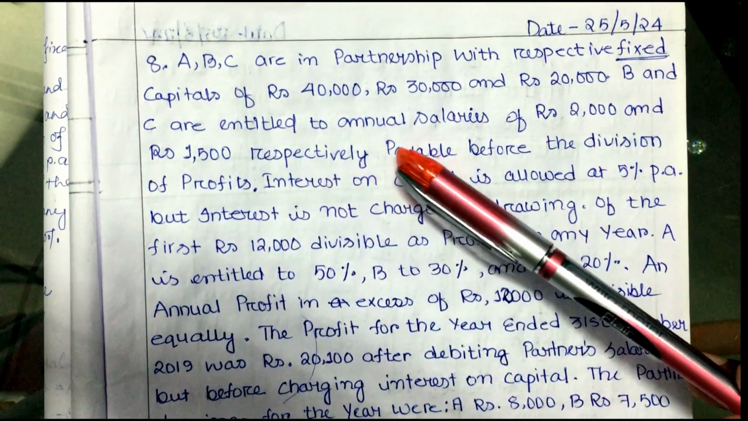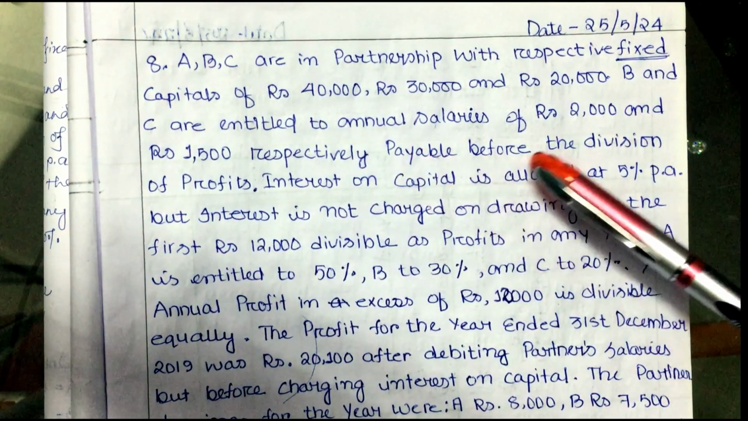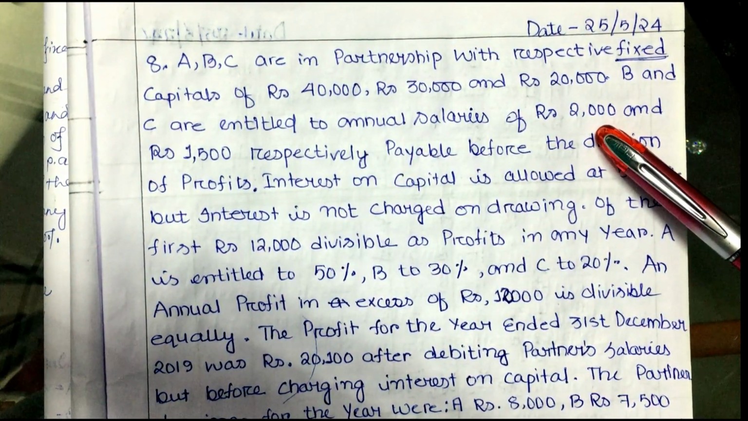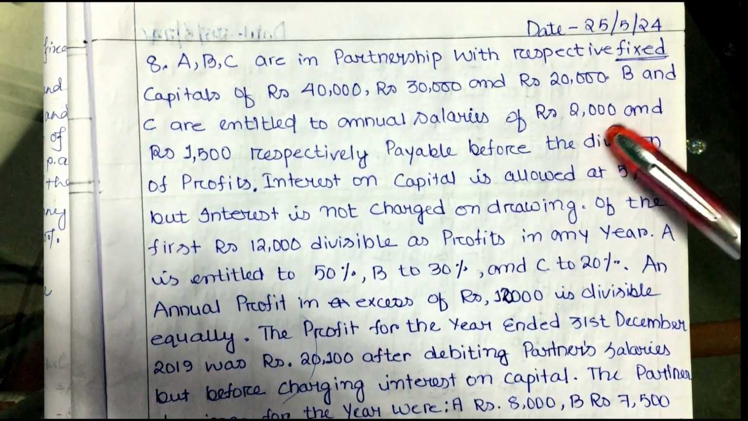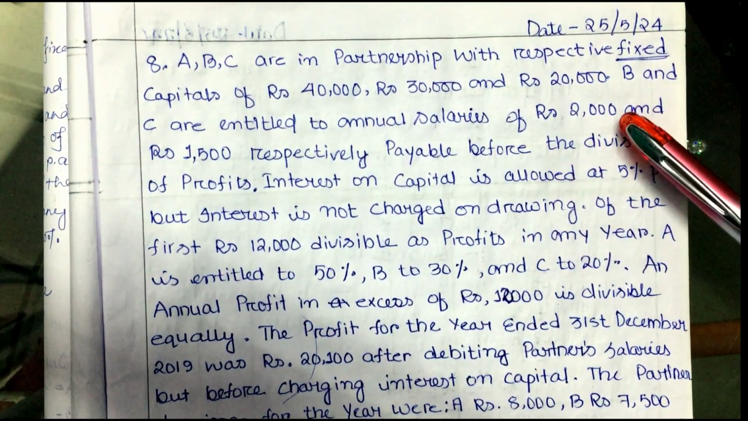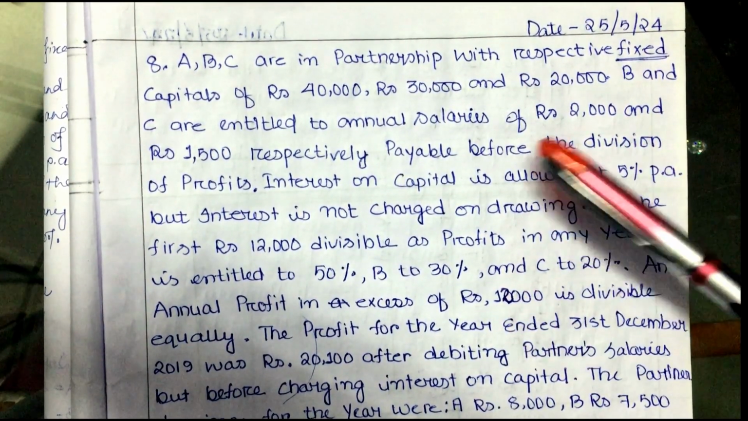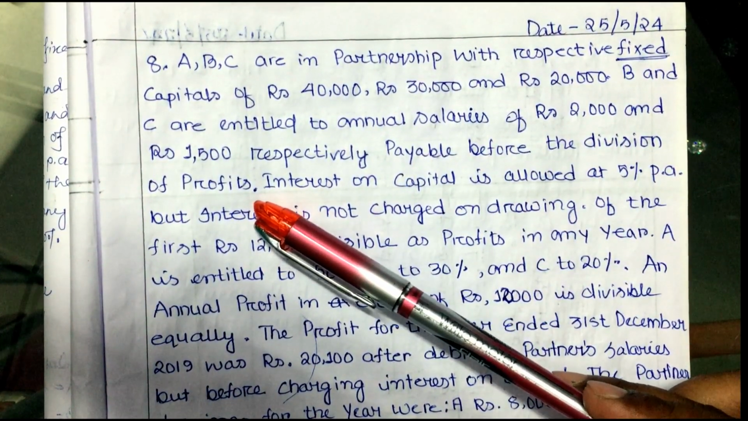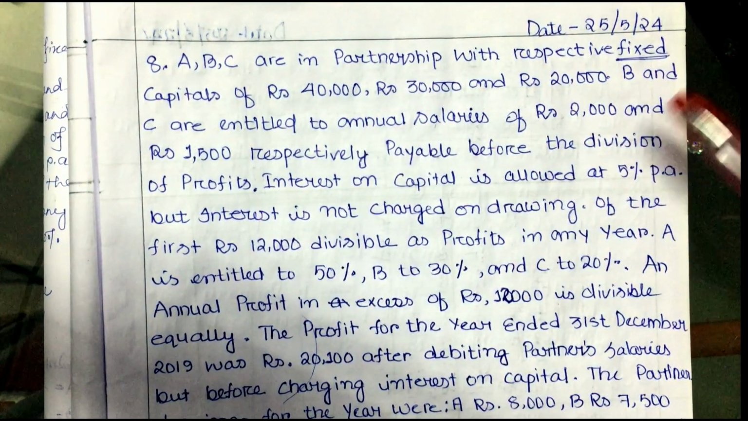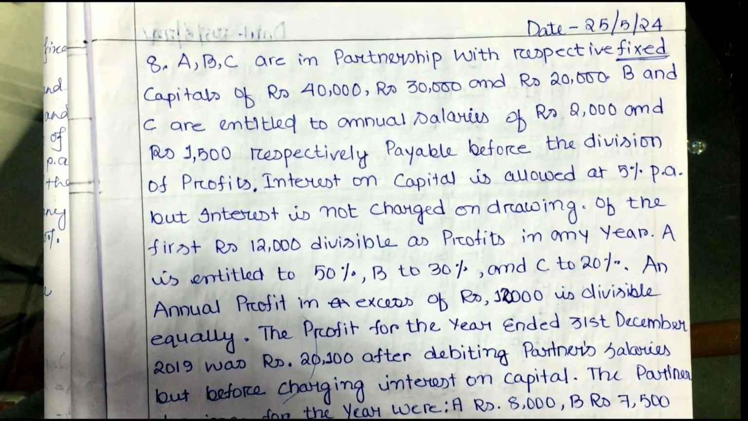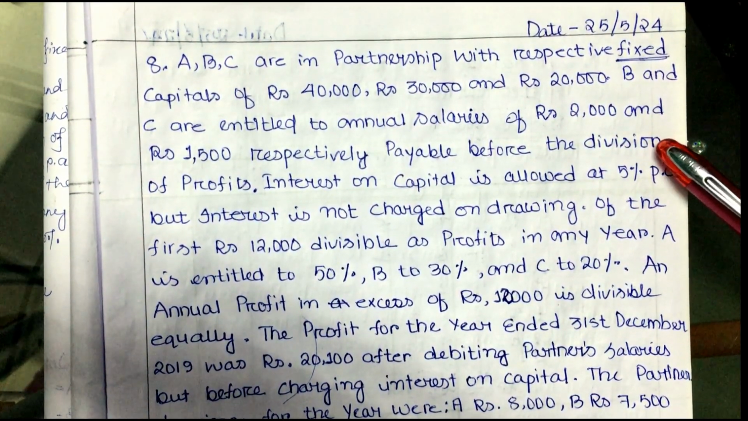B and C are entitled to an annual salary of rupees 2,000 and 1,500. So this is an annual salary. You don't need to multiply it by 12 since it is given as per annum expenditure. Before the division of profits, basically we do it because apportionment of profit, distribution of profit in fact is made at the end.